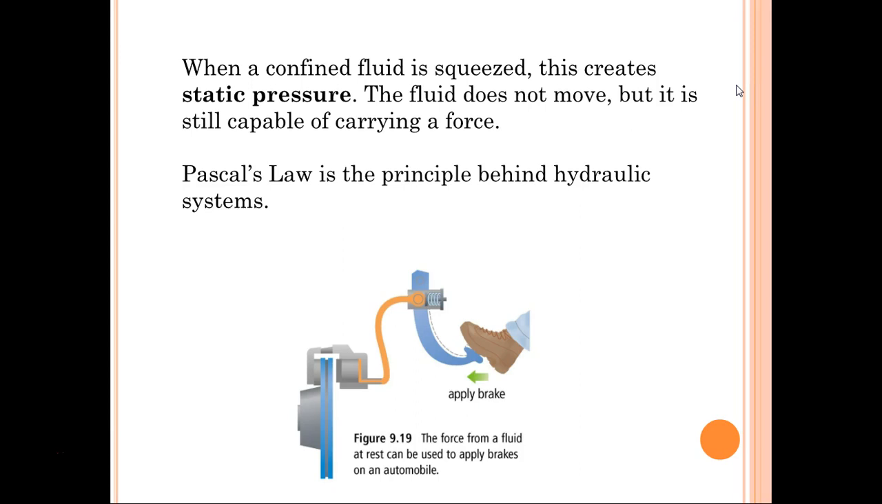So if you think of the orange line in this picture having a fluid inside of it, completely filling the tubing, okay, the force from a fluid at rest can be used to apply brakes on an automobile. So if the person that's driving pushes on the brake, it causes the force to be transmitted through the orange tubing, through the fluid, and applied at the brake level to stop your tires from moving.